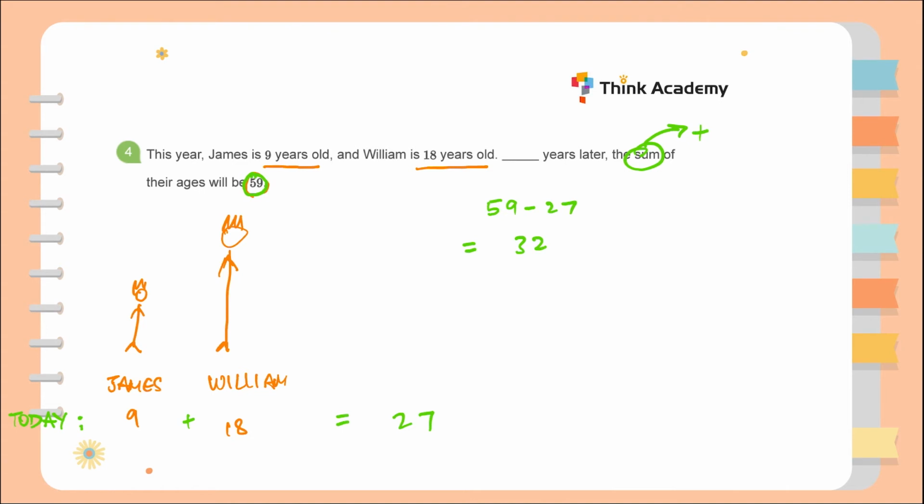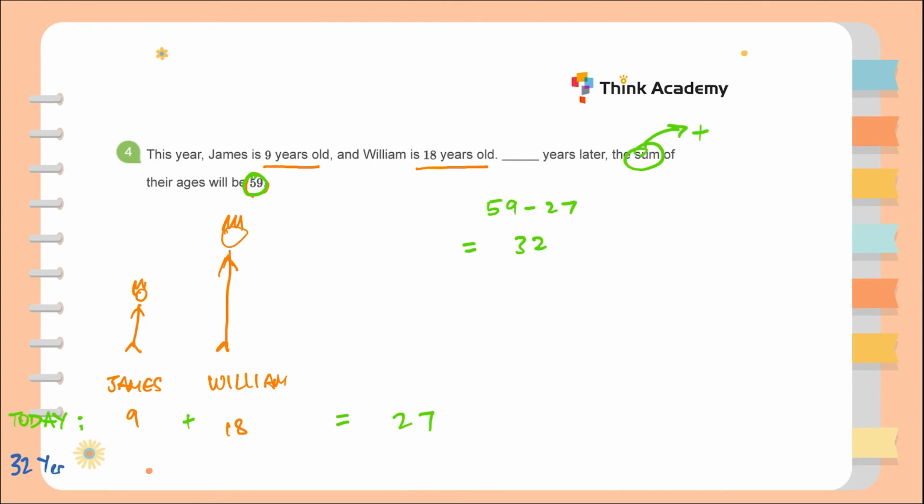32, isn't it? That's all we have to do. 32 years later, the sum of their ages will be 59. But let's wait. Let's check. Is it really the case? What happens 32 years later?